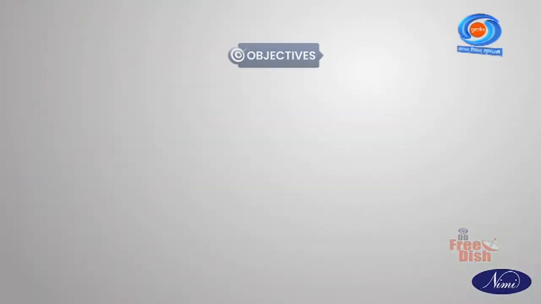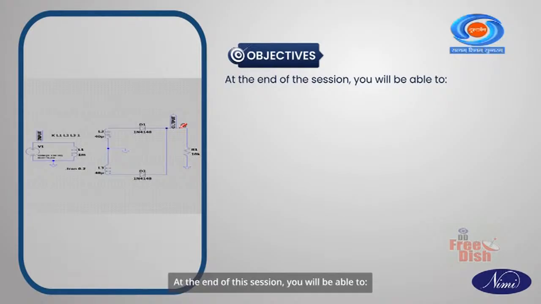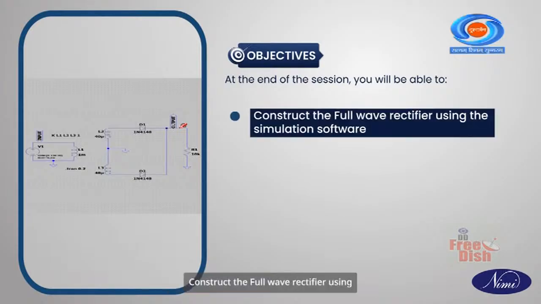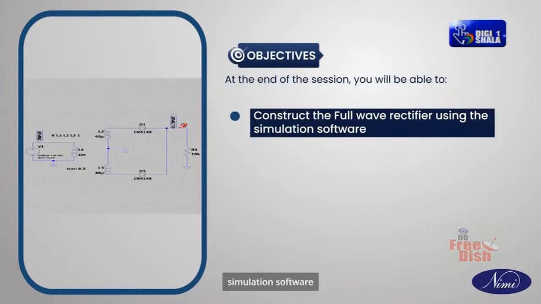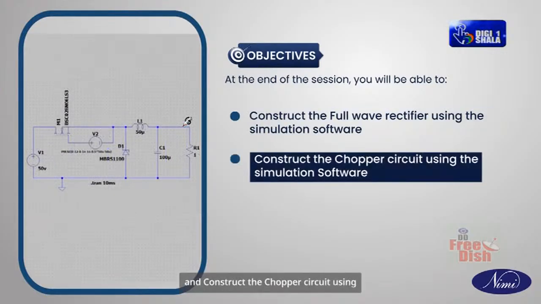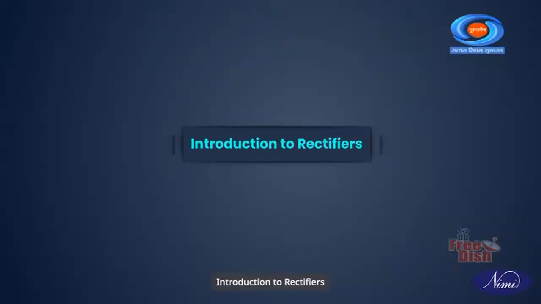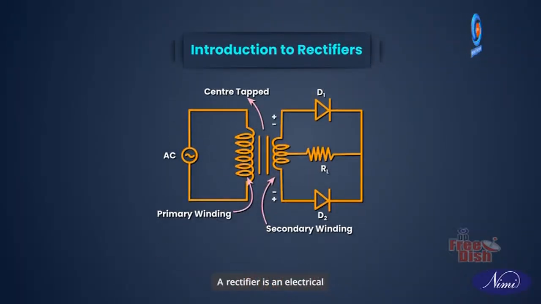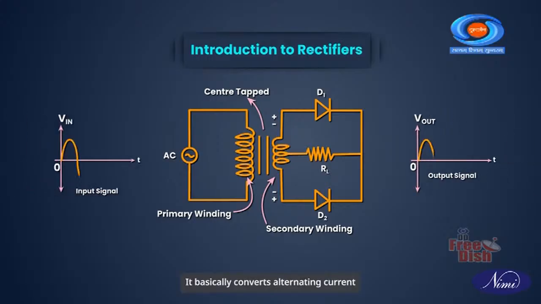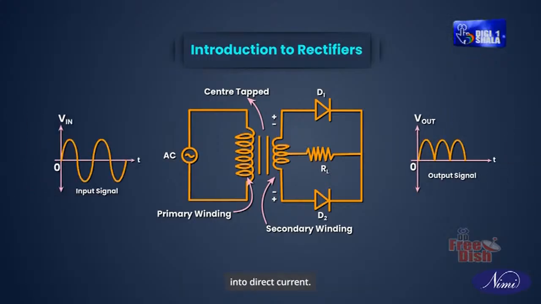Objectives. At the end of this session, you will be able to construct the full wave rectifier using simulation software and construct the chopper circuit using simulation software. Introduction to rectifiers. A rectifier is an electrical device comprised of one or more diodes that allow the flow of current only in one direction. It basically converts alternating current into direct current.